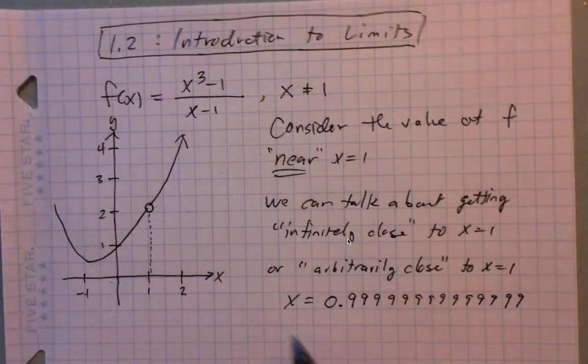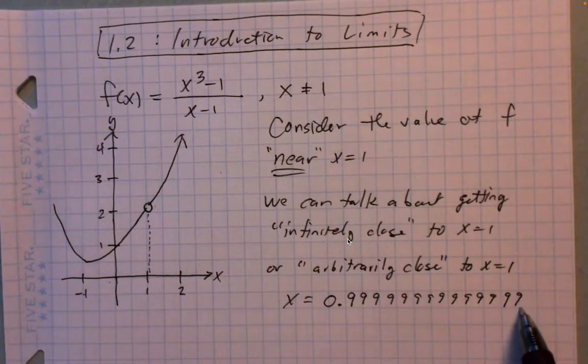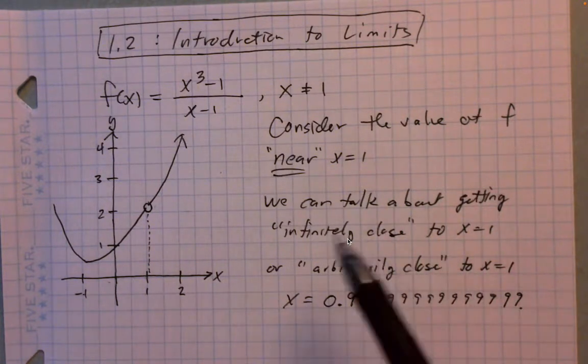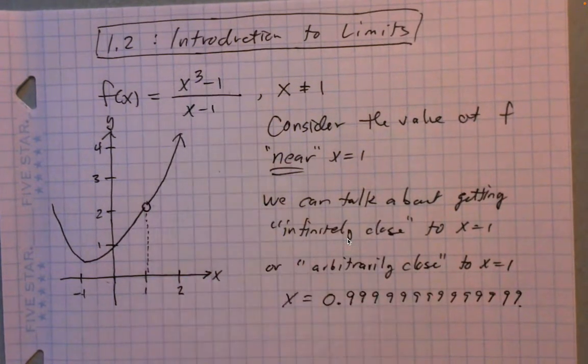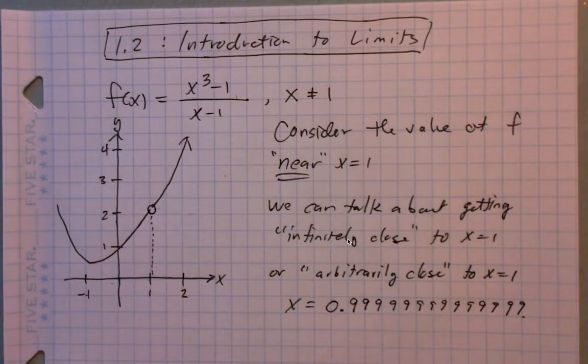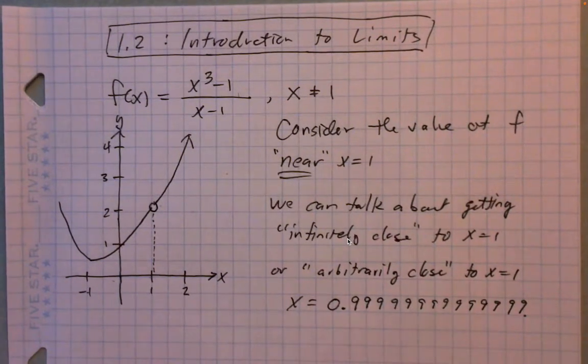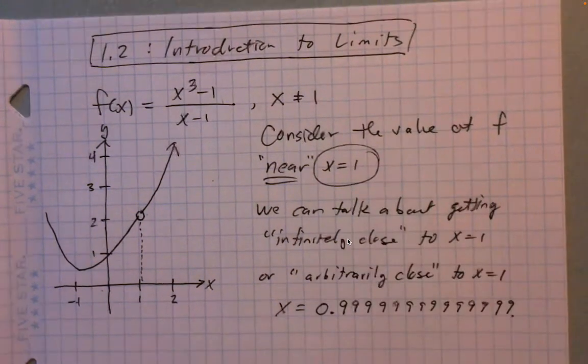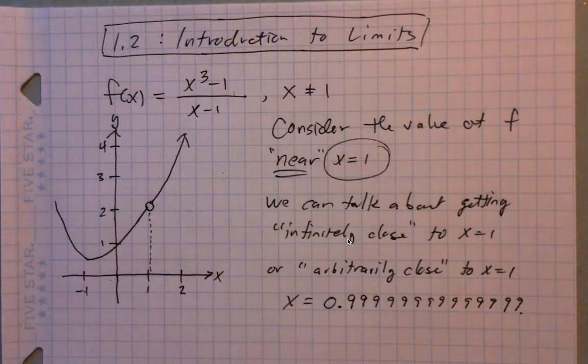The function is defined at this value. If I plug this value into this function up here, I have no problems. It's only when we get to the exact value x equals 1 where I have a problem. So it's very important to get your head around that idea when it comes to limits: the idea of being extremely close to a point, but not precisely on that point.